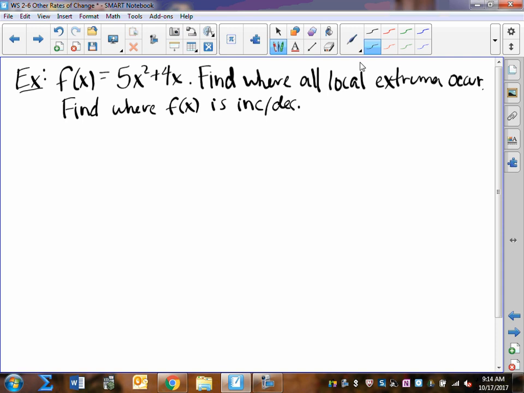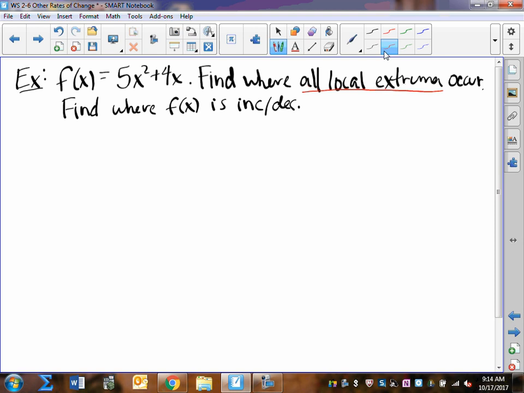Now, local extrema, all local extrema, that's just the generic category for finding your relative maxes and mins, okay? Rather than saying, find where all your relative maxes and where all of your relative mins occur, we just sum it up in just all local extrema. Okay, so it just means your maxes and mins.